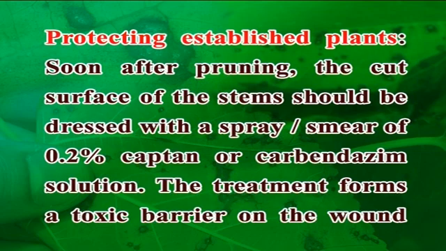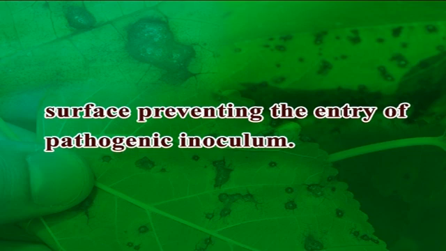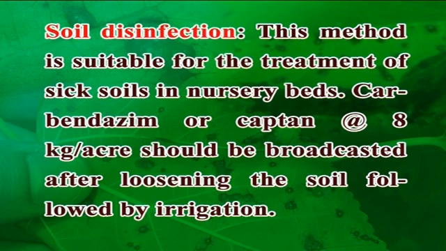Protecting established plants. Soon after pruning, the cut surface of the stems should be dressed with a spray or smear of 0.2% Captan or carbendazim solution. The treatment forms a toxic barrier on the wound surface, preventing the entry of pathogenic inoculum.